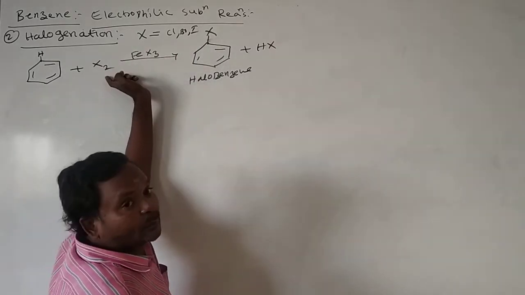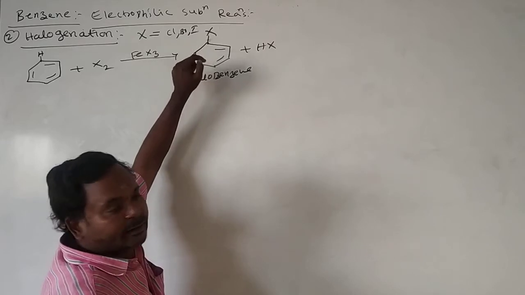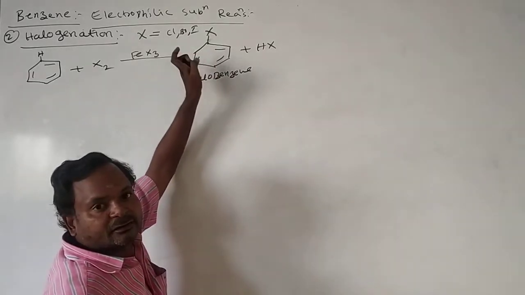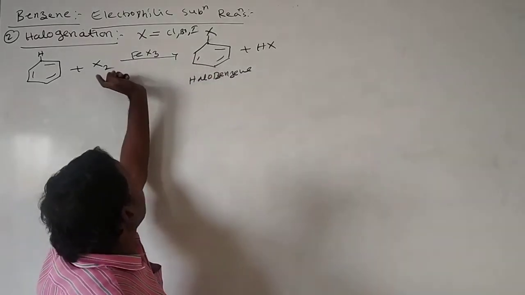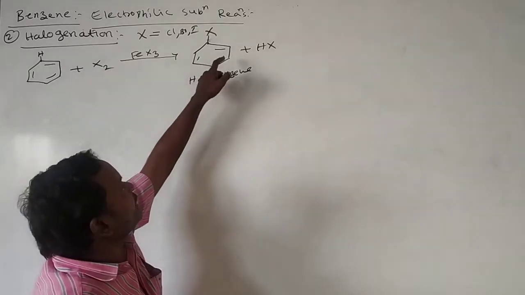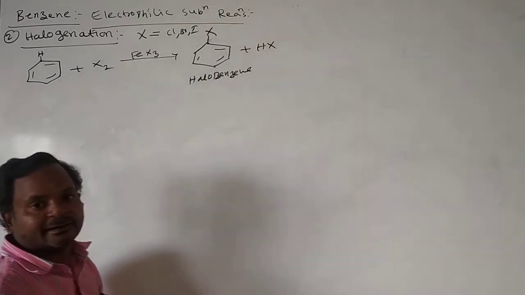If you use bromine, we will get bromobenzene, and that is called bromination. If we use iodine, we will get iodobenzene, and that is called iodination.